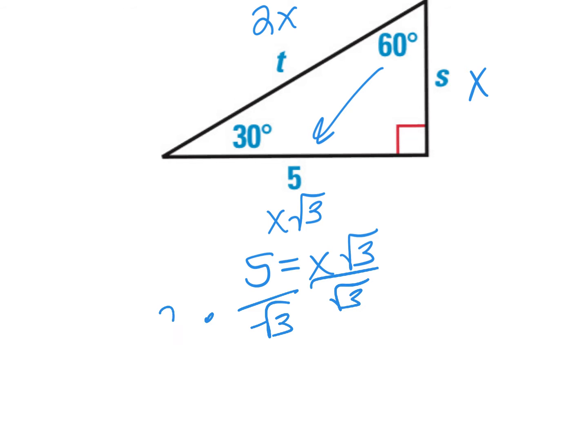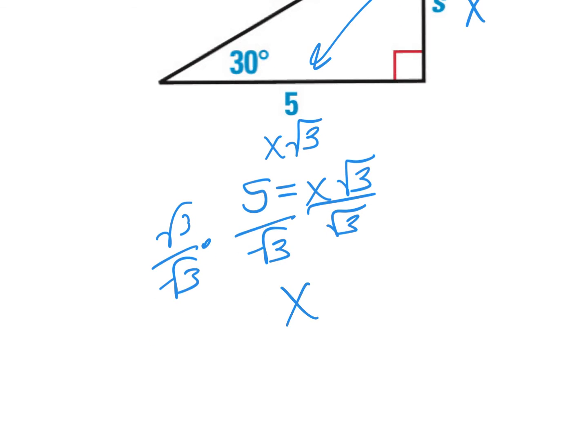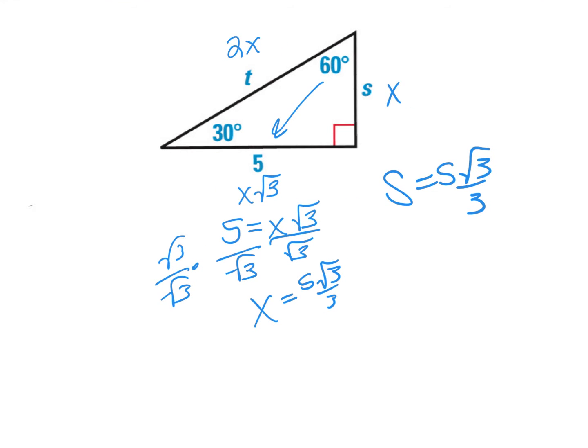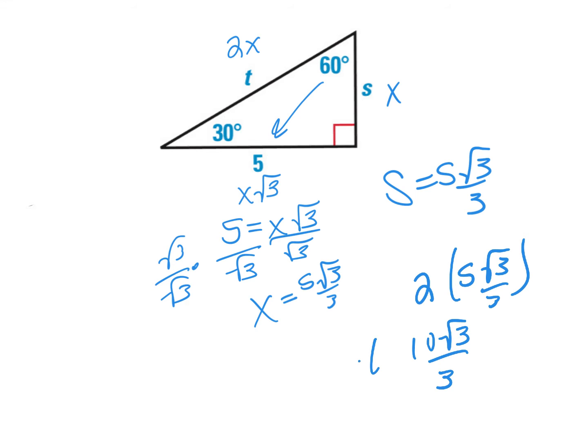And then we're going to rationalize, because that's not okay to leave it like that. So we're left with my x value here is going to be 5 root 3 over 3. That's my s. My s value is 5 square root of 3 over 3. If I want to find my t value, well, it's going to be 2 times the shortest side. So it's 2 times 5 square root of 3 over 3, which, 2 times 5 would be 10 root 3 over 3, and that's going to be my t value.